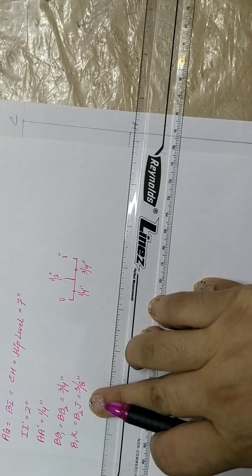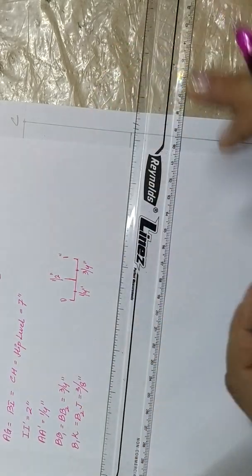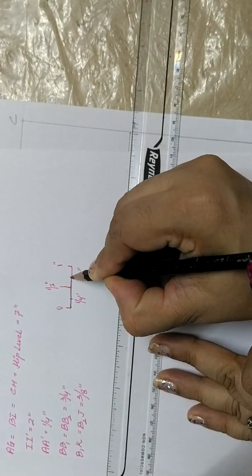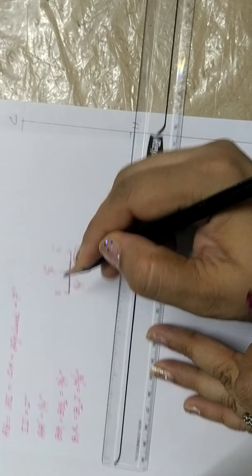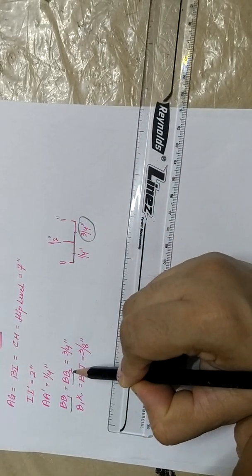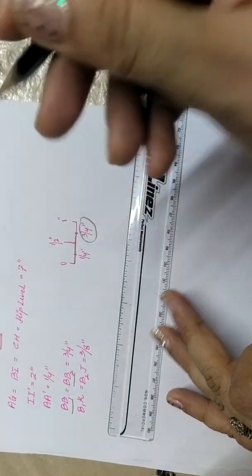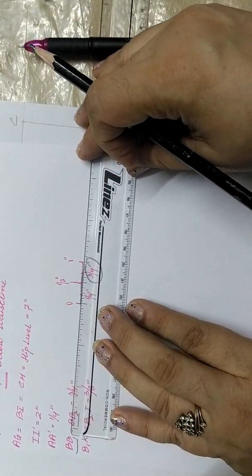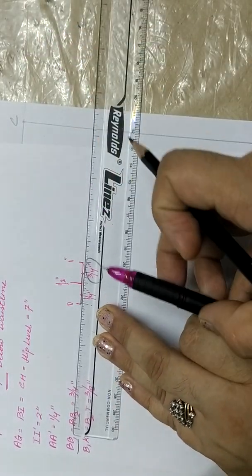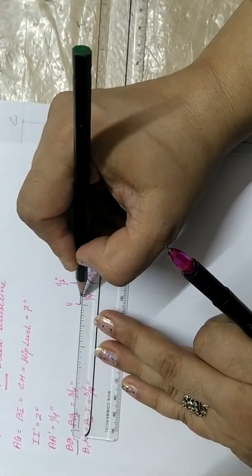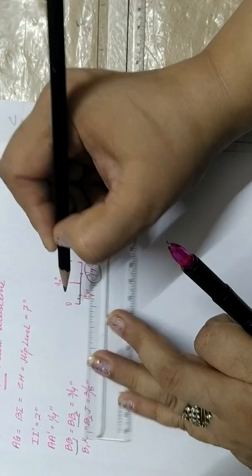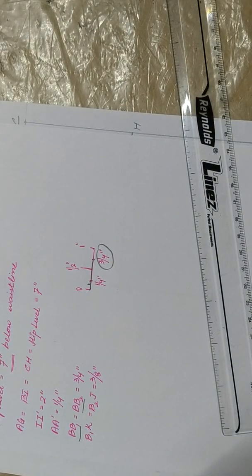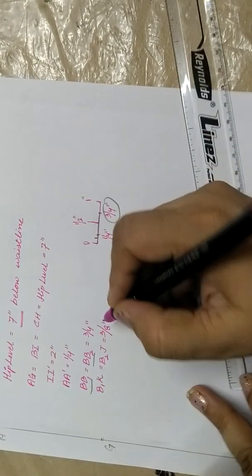Now we need to mark 3/4. So I hope we are clear. From 0 to 3/4, up to here, is what you have to mark for B1 and B2. And when you have to mark 3/8, on the scale, 1 inch has 8 major divisions. So what you have to do is go to the third division. Here, this is our third division. This is the 3/8 mark. So you just have to mark it here as 3/8.